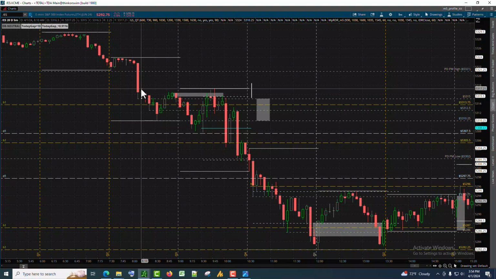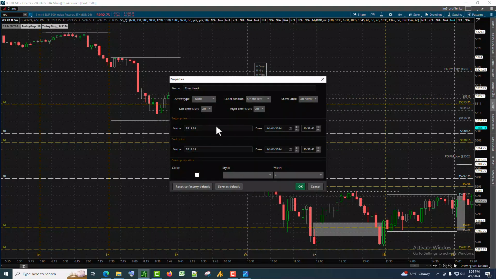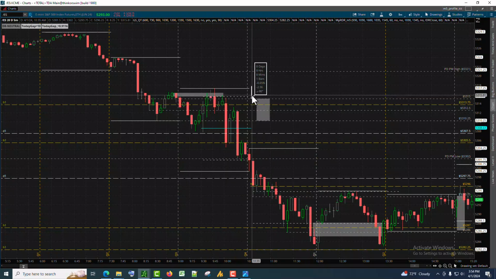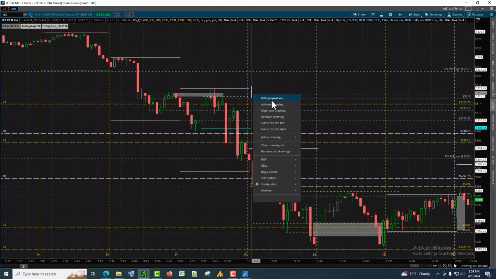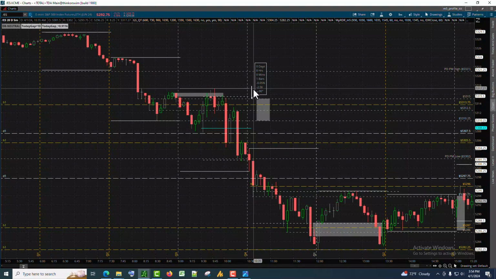So the high of this candle is 53.17, 25. Let's say we want 2 points. 2 points to equal 75. Yeah, 2 points right there, 75. That's beautiful right there.